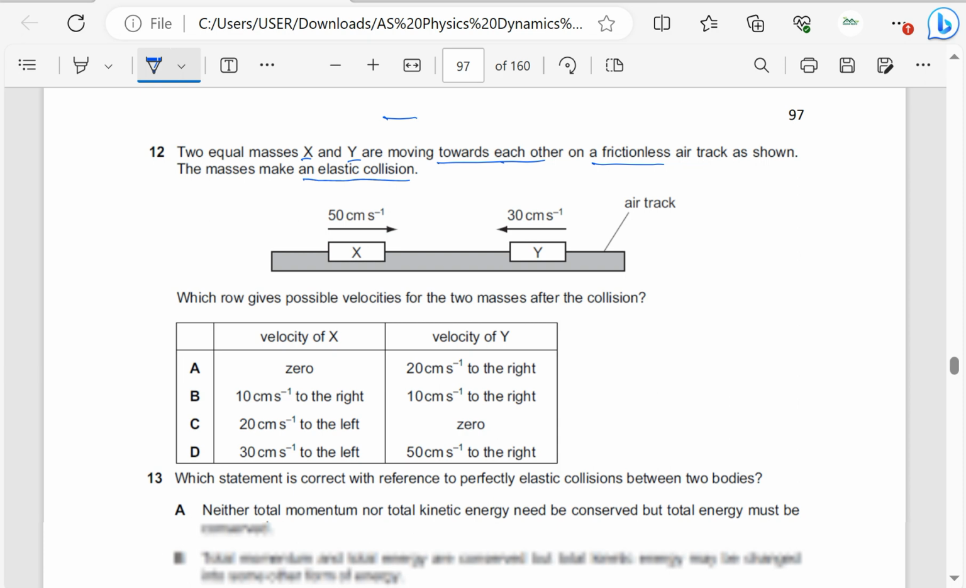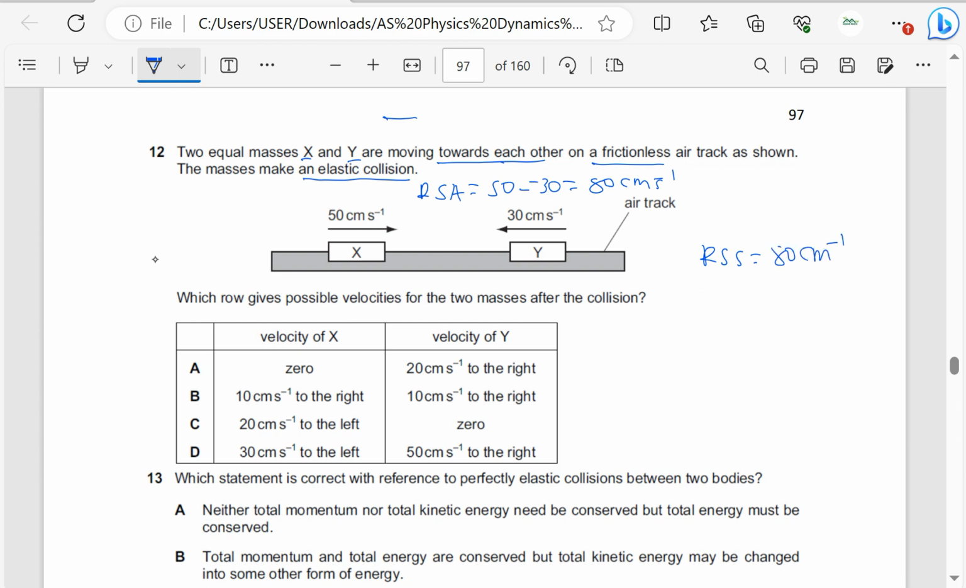For an elastic collision, relative speed of approach should be equal to the relative speed of separation. So let's first find the relative speed of approach. Relative speed of approach is going to be 50 minus negative 30, which is equal to 80 centimeters per second. So if the collision is elastic, the relative speed of separation should also be 80 centimeters per second.